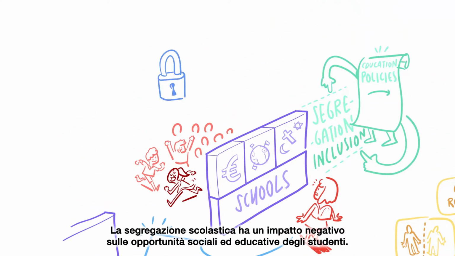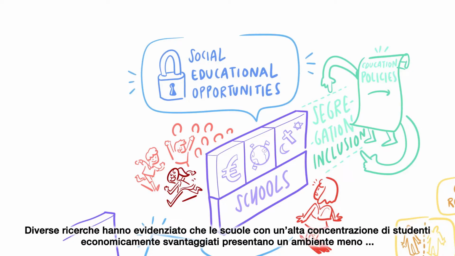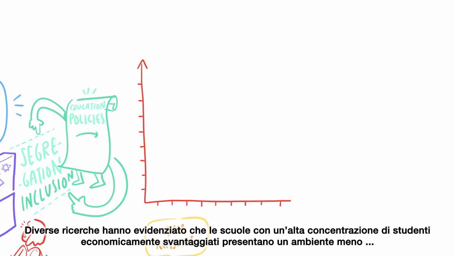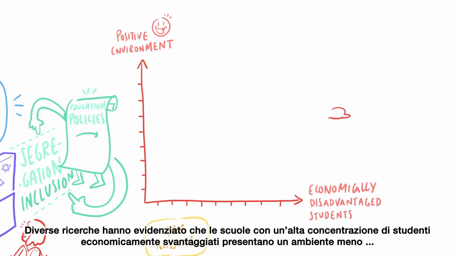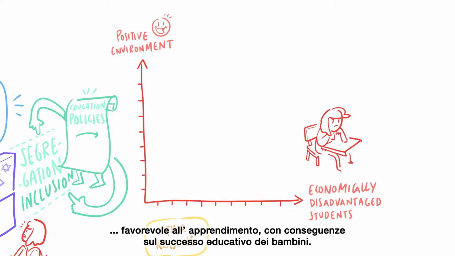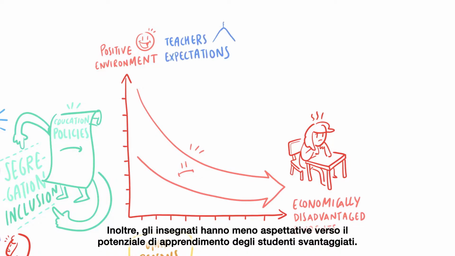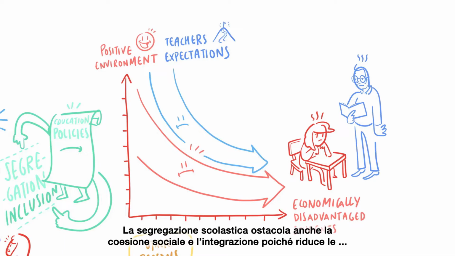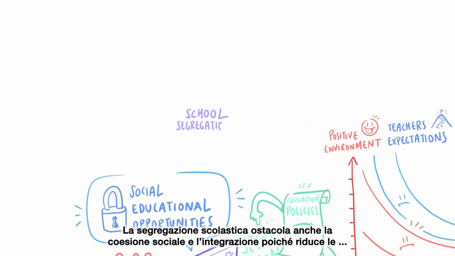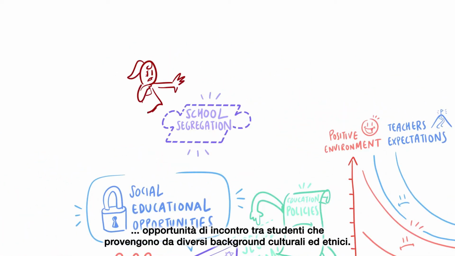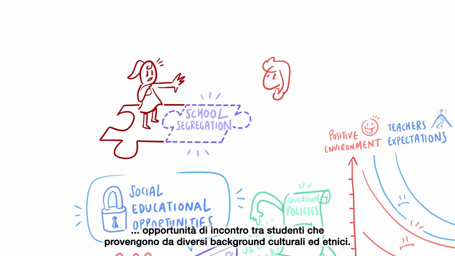School segregation has a negative impact on students' social and educational opportunities. Research has shown that schools with high concentrations of economically disadvantaged students have a less positive learning environment, which affects children's educational success. Moreover, teachers have fewer expectations regarding the learning potential of disadvantaged students. School segregation also poses barriers to social cohesion and integration because it generates less contact among children from different social and cultural backgrounds.